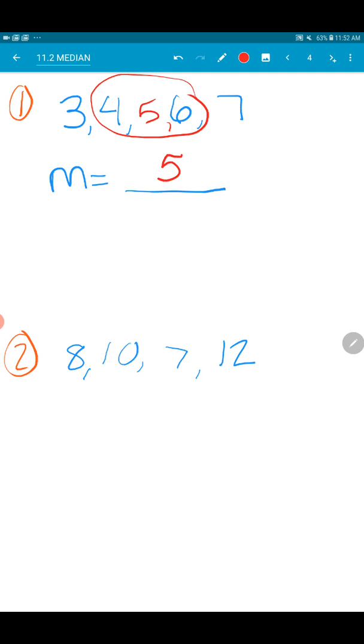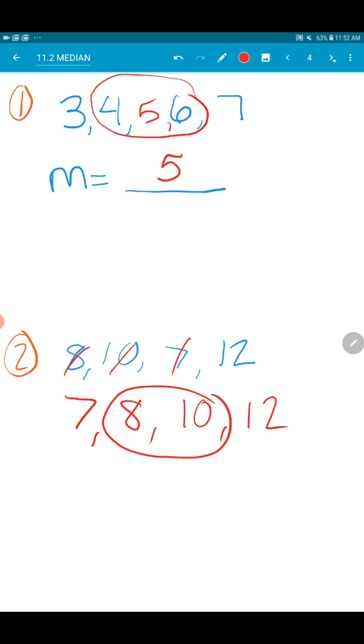Number 2, you have to order from least to greatest. So you start with 7, 8, 10, 12. With this one, I also made it easy for you. The middle of 8 and 10: 10 plus 8 is 18. 18 divided by 2 is 9. So the median is 9. And you also could see that it goes 8, 9, 10.